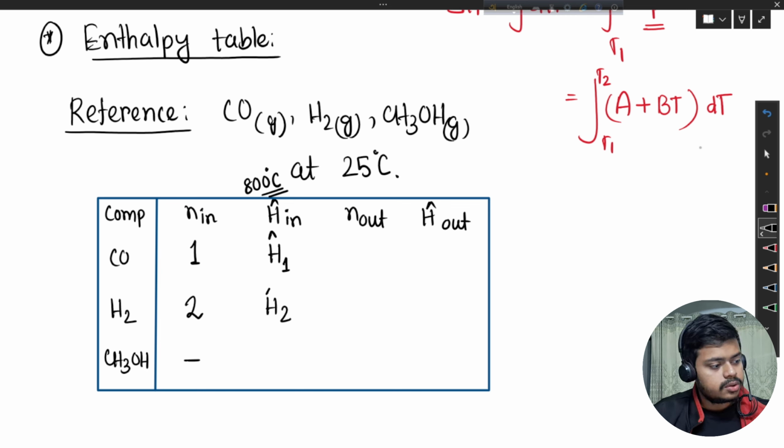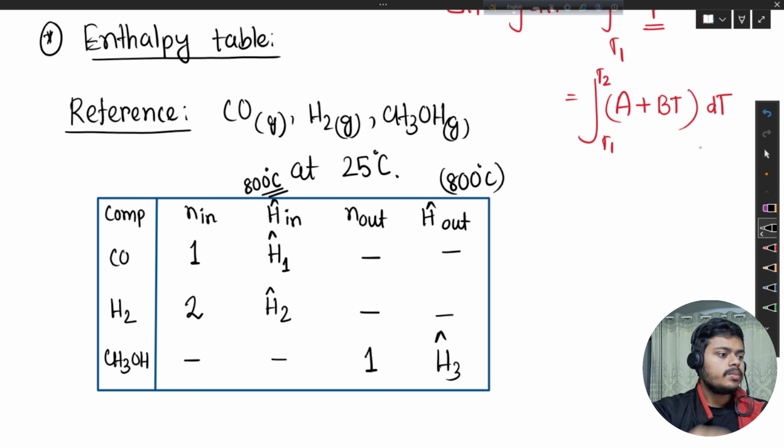Let's assume this is H2 specific, and this is not going to have any value of enthalpy, as there was no methanol present in the input stream, and in the output stream there is no carbon monoxide and no hydrogen gas. Again, as there is no specification of the percentage conversion, we assume that 100% of the reaction has been converted into product, and so the methanol is going to be 1 mole according to the stoichiometry of the reaction. Okay, so there is not going to be any value here, and there is H3 here, which is also at 800 degrees Celsius.